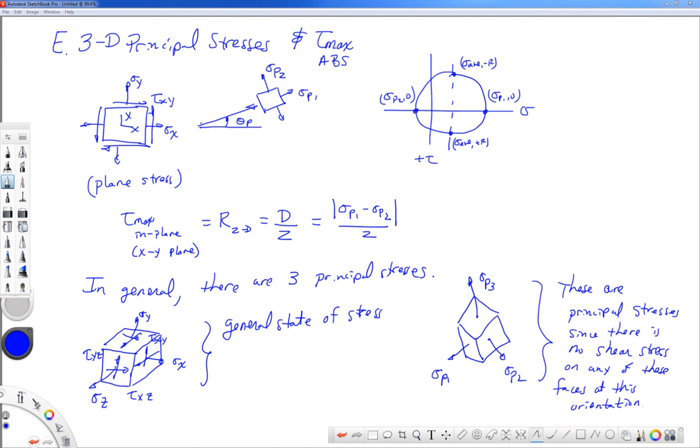Okay, so just to say that again, in general, we have three principal stresses, and we can reorient that cube and find them. We can identify that these are principal stresses because the shearing stresses on those faces at this new orientation have gone away. Those have vanished.